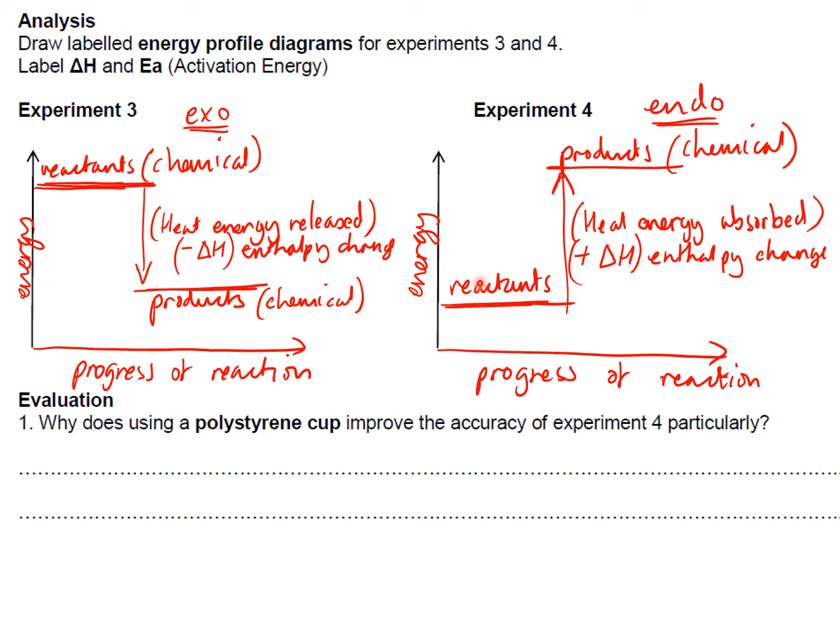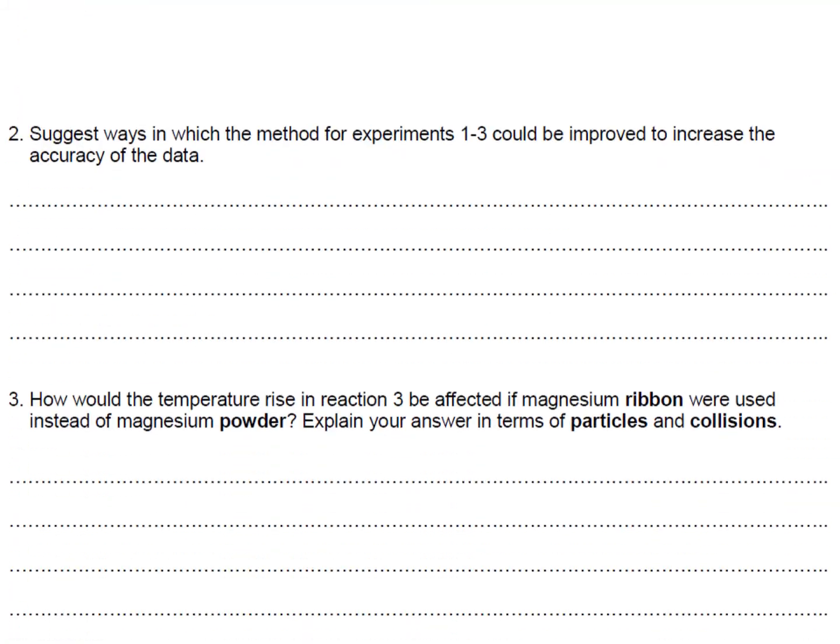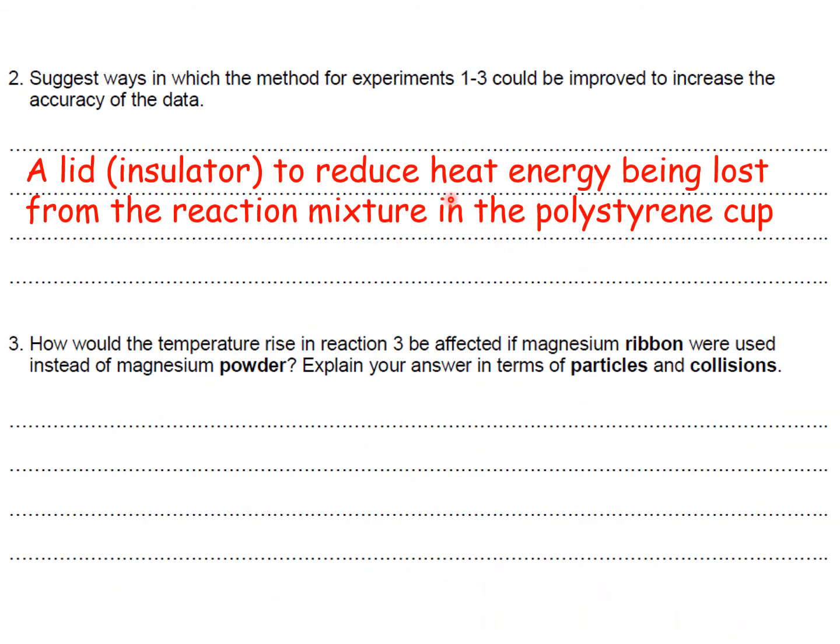Okay, so here in your experiment 4, that's an endothermic reaction. Your reactants have a low chemical energy. They absorb chemical energy from the environment, and your products therefore have higher chemical energy. Now your polystyrene cup improves the accuracy because it's an insulator, and it reduces heat loss. So experiments 1 to 3 can be improved by just using a lid, which is an insulator, and using a lid just reduces heat energy from being lost. So that can help there.